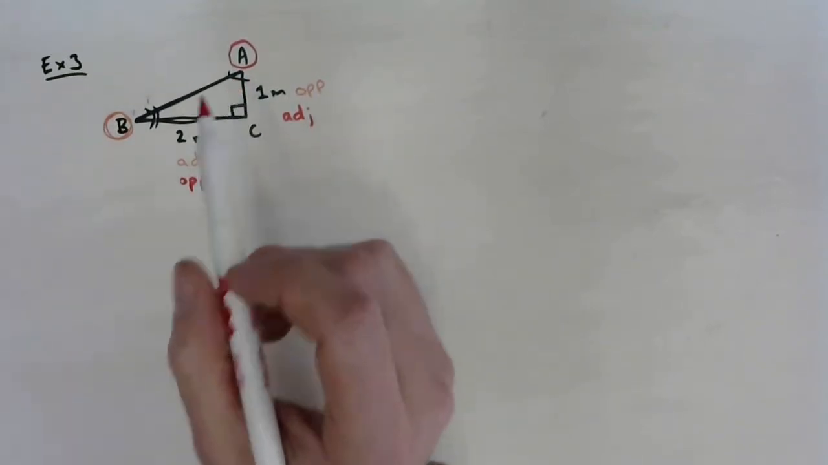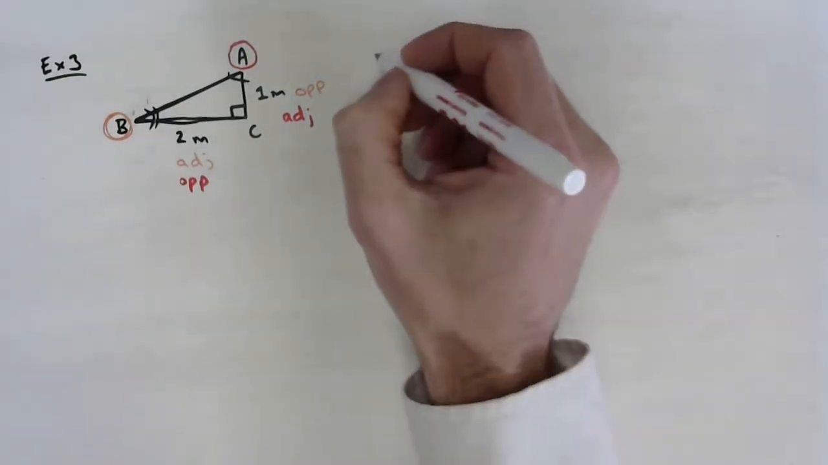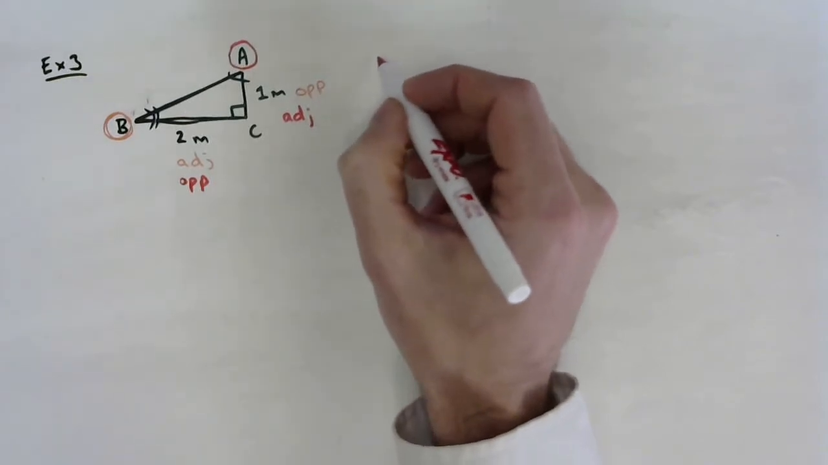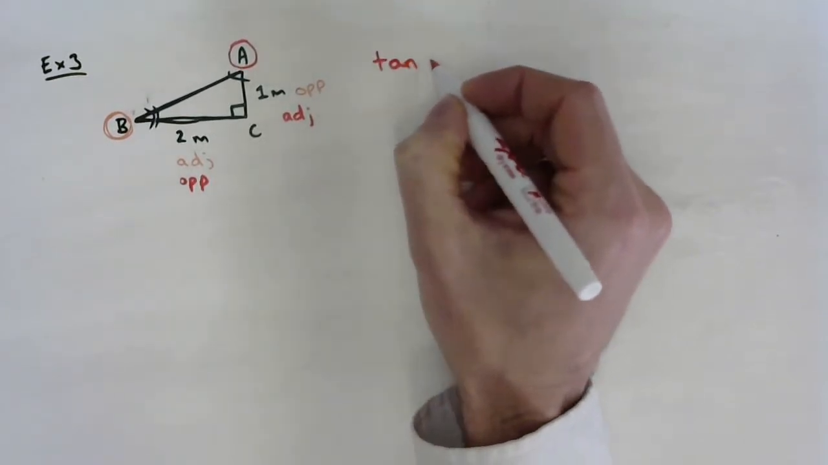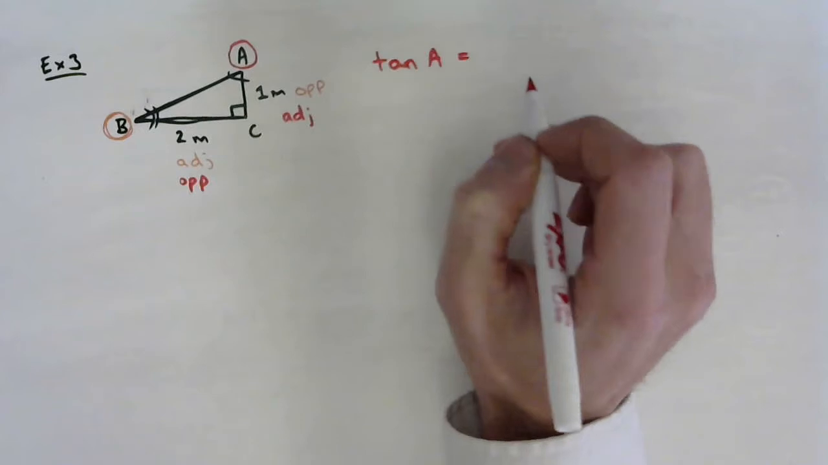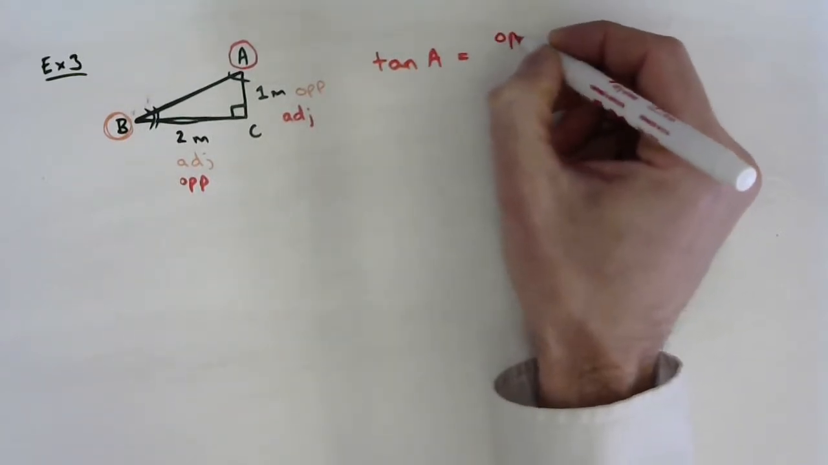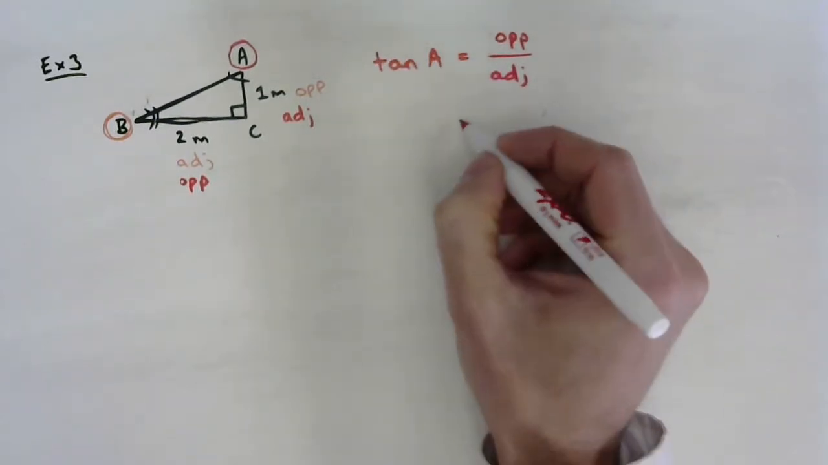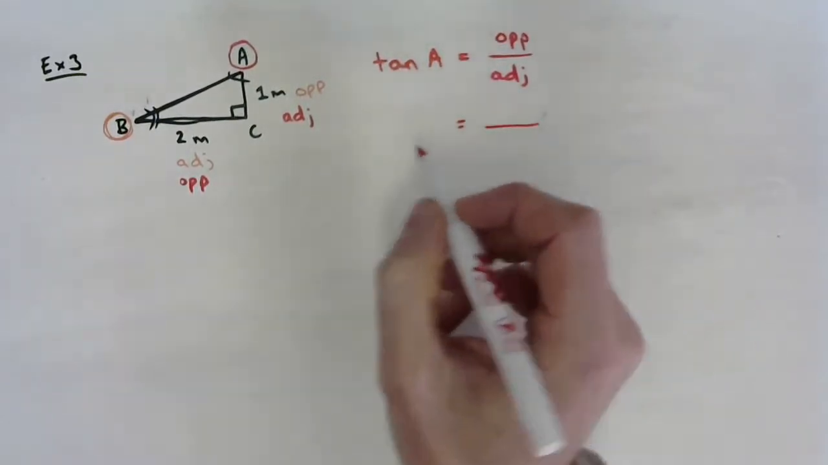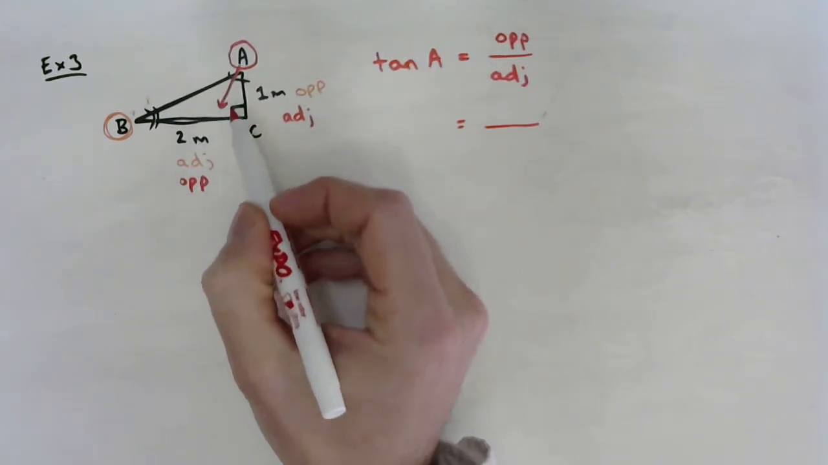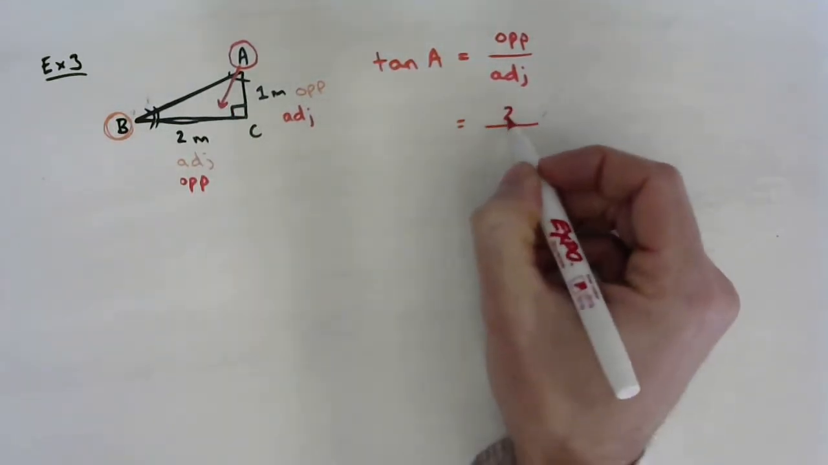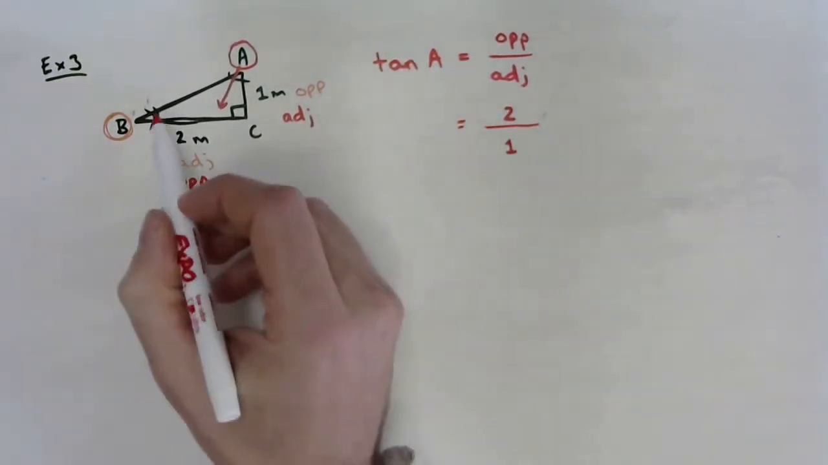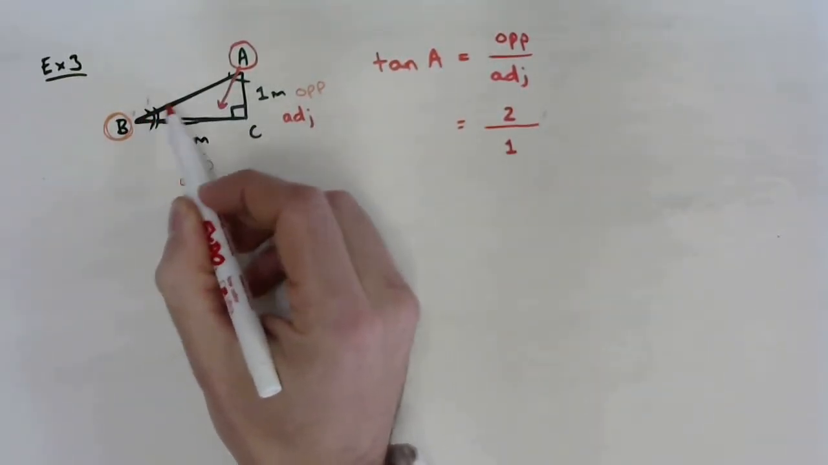Okay, so let's look at angle A first. We're looking for angle A, and I actually have the tangent ratio. So I know that the tangent of angle A is equal to opposite over adjacent. It's the ratio opposite over adjacent. Now I know those measurements. Opposite to angle A is 2 meters. Adjacent to angle A is 1 meter. How come I'm not using this side length? Because that's a hypotenuse and we don't know it.